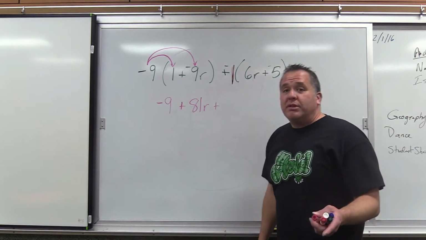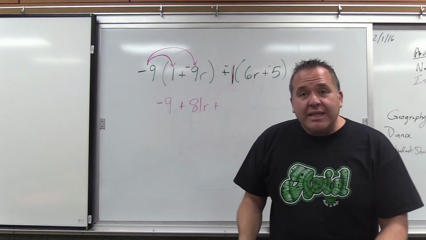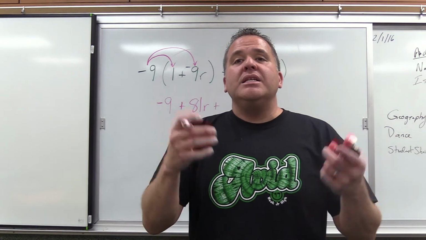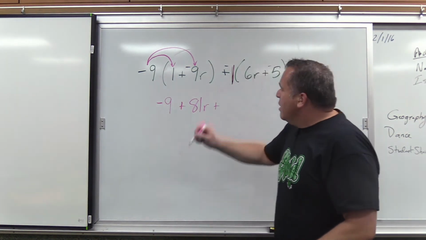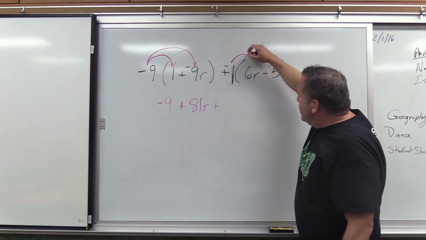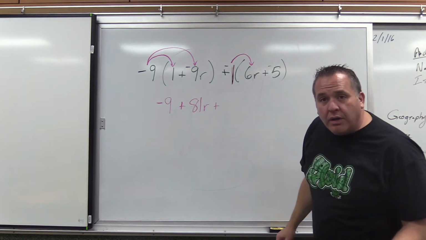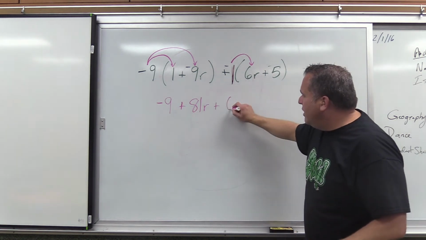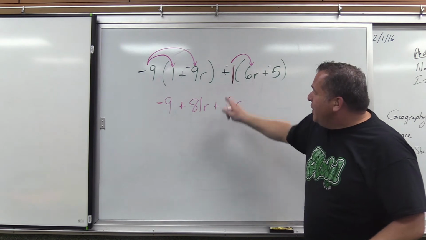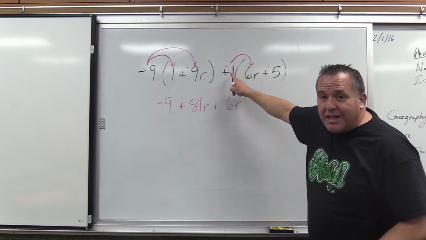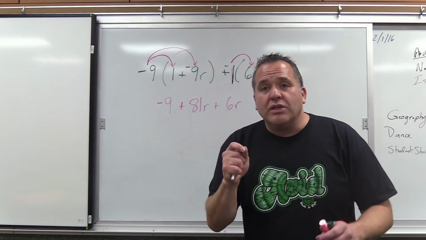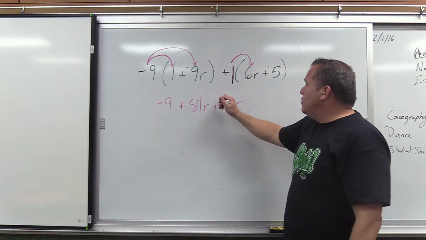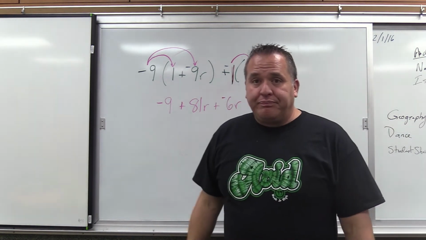So we get 81r. Now we're going to bring down that plus sign. Now remember that 1 we put there? You know why we did that? We did that so now we can distribute the negative 1 inside those parentheses. So if I take this negative 1 and I distribute to the 6r, 1 times 6r is 6r. These two signs, are they the same or are they different? They are different, okay? Because they are different, your answer is going to be negative. So this is going to be a negative 6r.